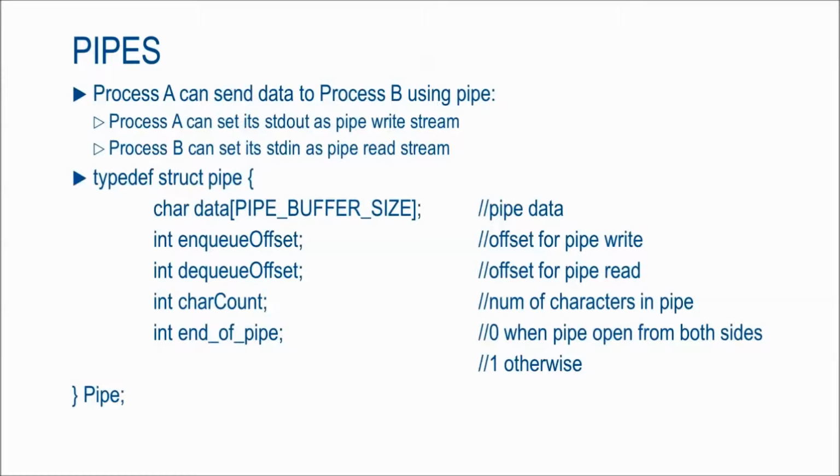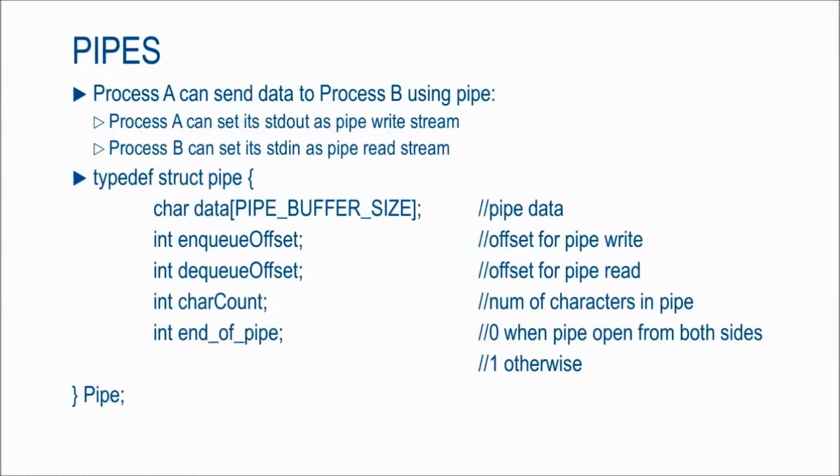My term project is about pipes. The idea is to let a process communicate to another process. How we can do it is, for a process A, we can set its standard out as the pipe write stream, and for the process B, we can set its standard in as the pipe read stream. So whenever process A writes data to its standard out, and whenever process B reads data from its standard in, the data written in the pipe gets communicated from A to B.